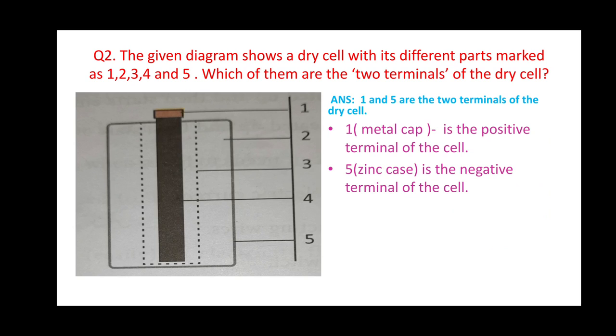Second question: the given diagram shows a tri-cell with its different parts marked 1, 2, 3, 4 and 5. Which of them are the two terminals of the tri-cell? At 1 and 5, they are the two terminals of the tri-cell. At the first position, the metal cap is there, which is the positive terminal of the cell. And at the 5th position, the zinc case is there, that is the negative terminal of the cell.